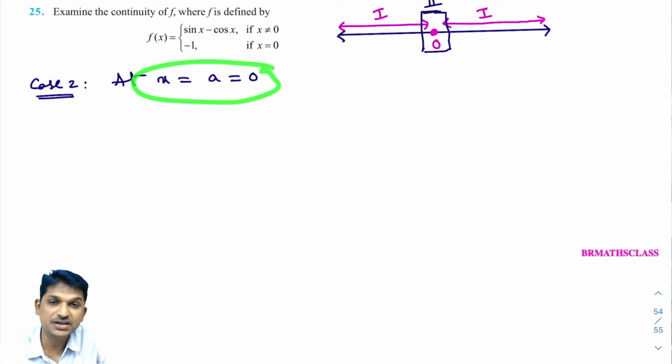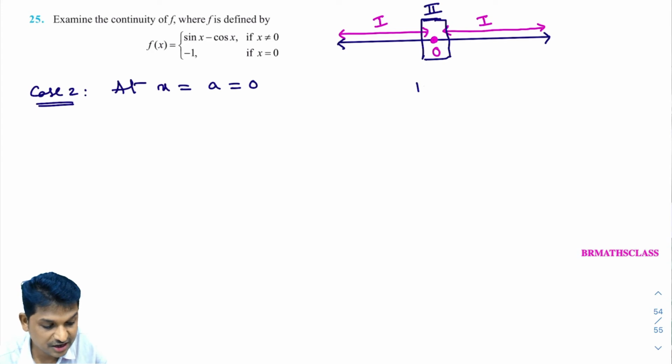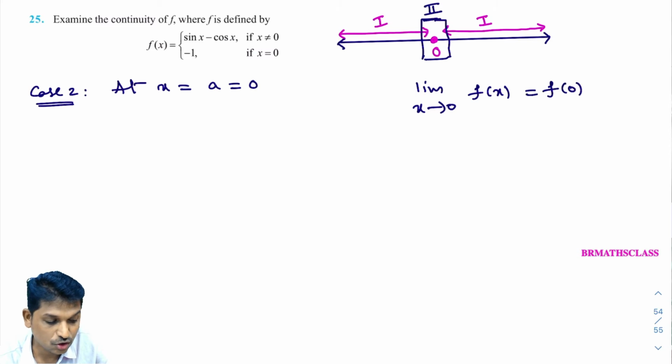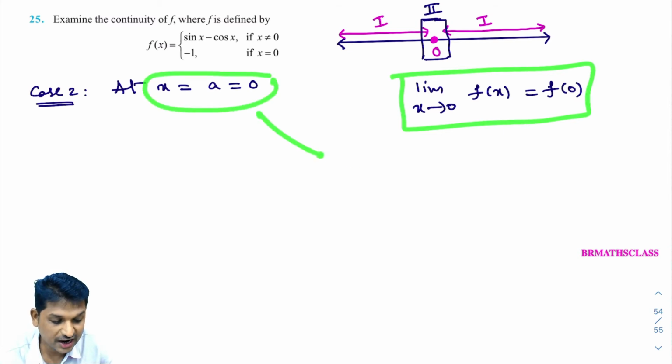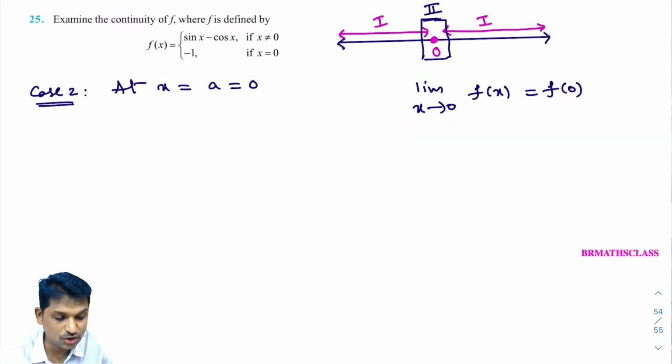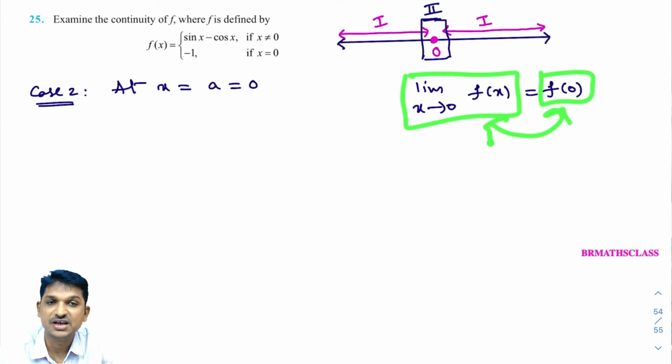When we say the function is continuous at x equal to 0, we know this: the limit as x approaches 0 of f of x equals f of 0. Then we say that this function is continuous at x equal to 0. So to check the continuity at x equal to 0, I need to check this condition. I will calculate this one, next I will calculate this one. If both are equal, then I will say that this function is continuous at x equal to 0.